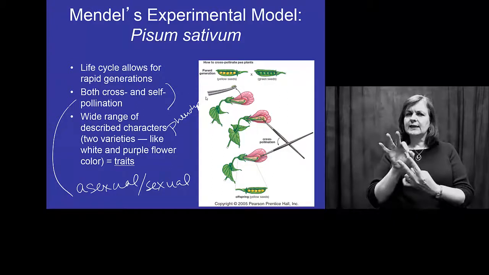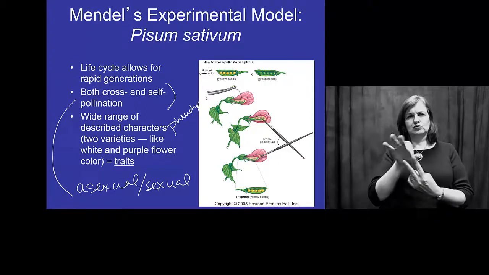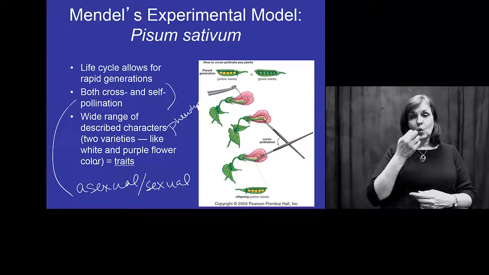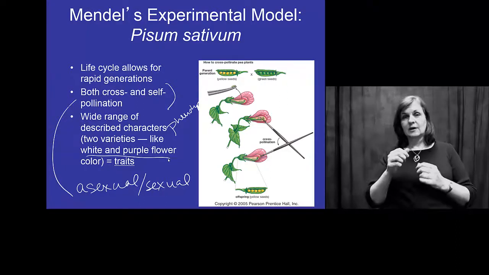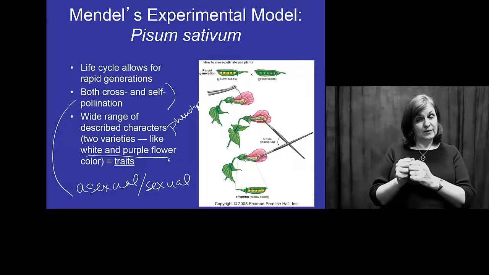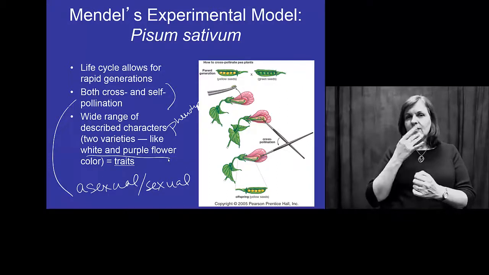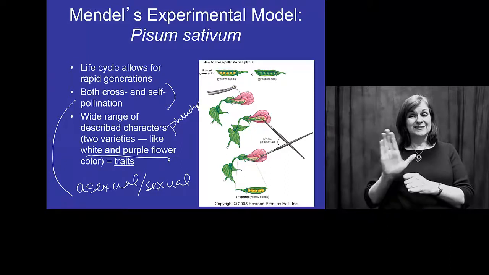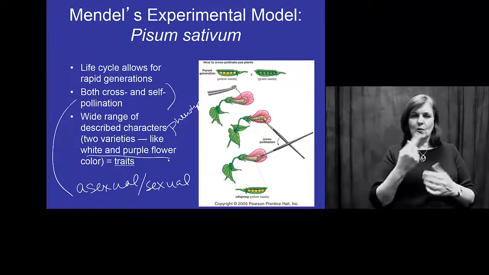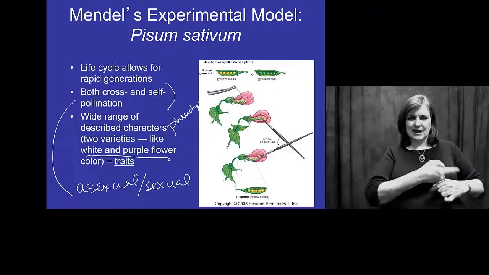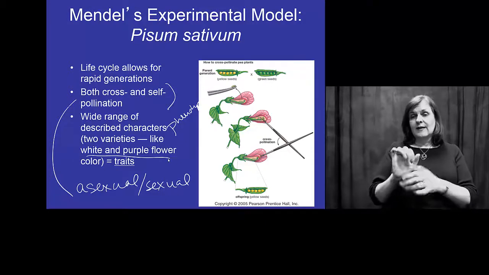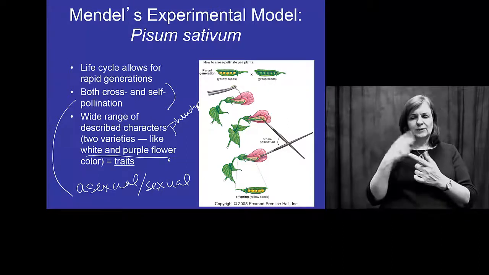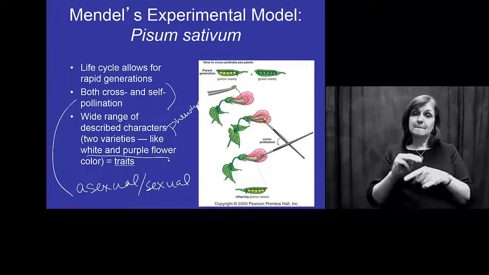But he was very, very careful to select things that only had two choices for the characteristics. So I have here for you white and purple flowers. Well, in the peas that he was working with, those were the only flower color options, white or purple. This made his work much easier. We don't always have that simplicity today, but in his work, that was an easy way to track things, and you'll see why it was so important as we go through things.